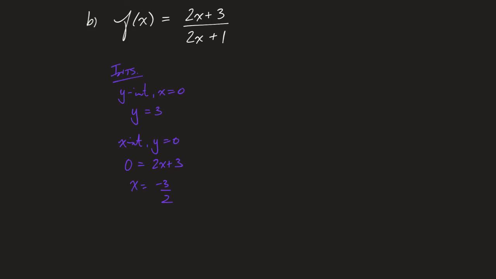Okay, now I need to address my asymptotes. Well, I take a look at that, and I should notice that I'm going to have two asymptotes. The first one that I know is there is a vertical asymptote. What makes the bottom 0? We'll set the bottom equal to 0. X equals -1/2.